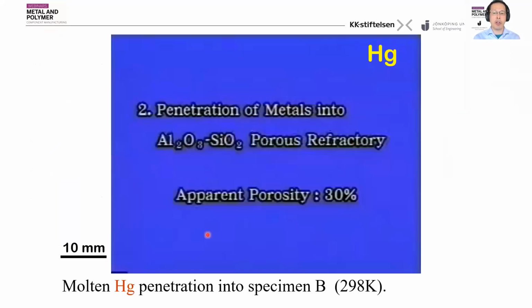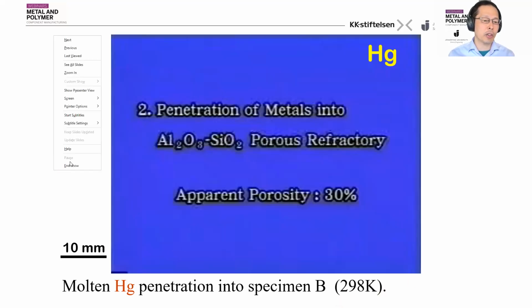And I'll show you some video clips which show the penetration behavior. First example is the penetration of molten mercury at room temperature. Mercury is, as you know, in the molten state at room temperature. And let me start the video clip.